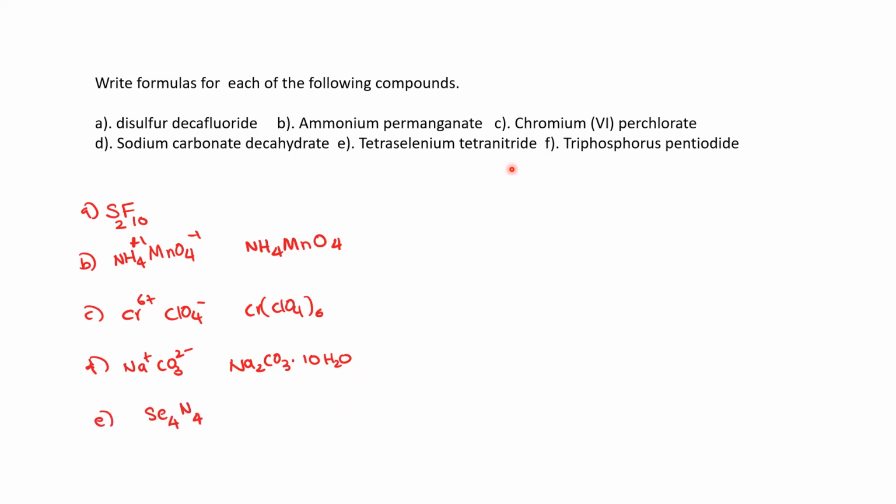Tetraselenium tetranitride. The covalent compounds are the easiest ones to write down. So tetra means 4 seleniums, and tetranitride means again 4 nitrogens. Triphosphorus pentaiodide. Tri means 3, penta means 5, P3I5.